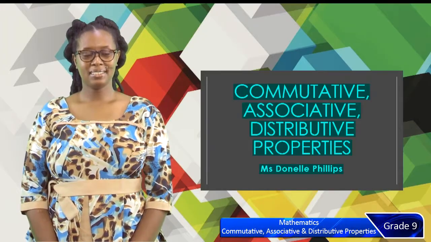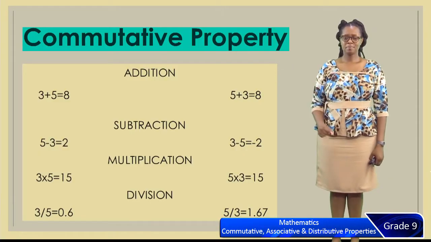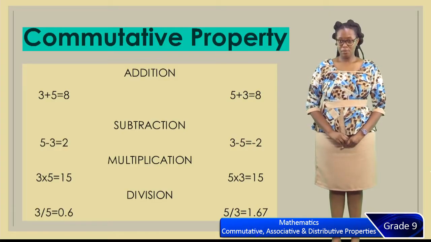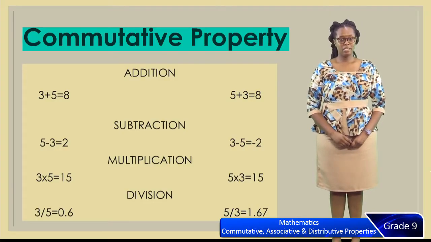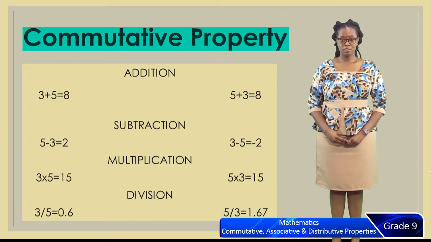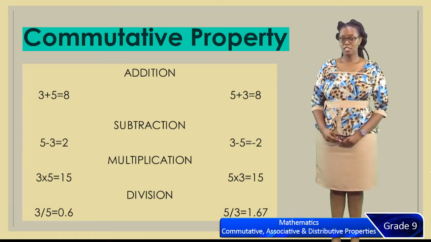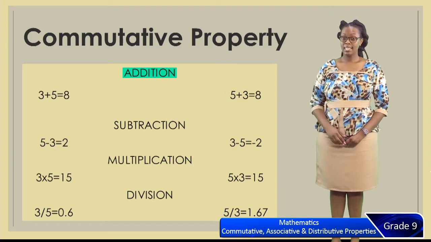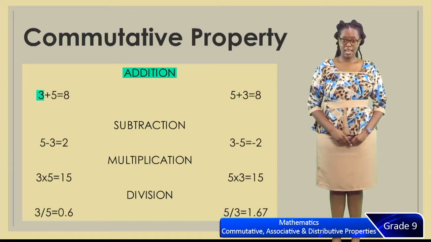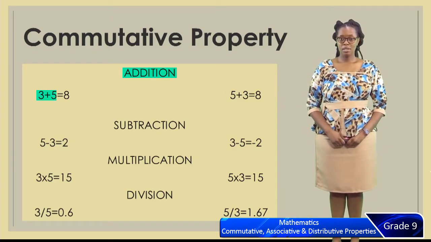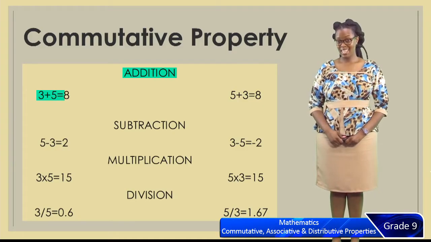Let's get started. The commutative property. Before I give you a definition for the commutative property, I have some examples for us to go through, just for us to compare the answers. The first one is addition. Let's say we have to add 3 and 5. We know that 3 plus 5 gives us 8.